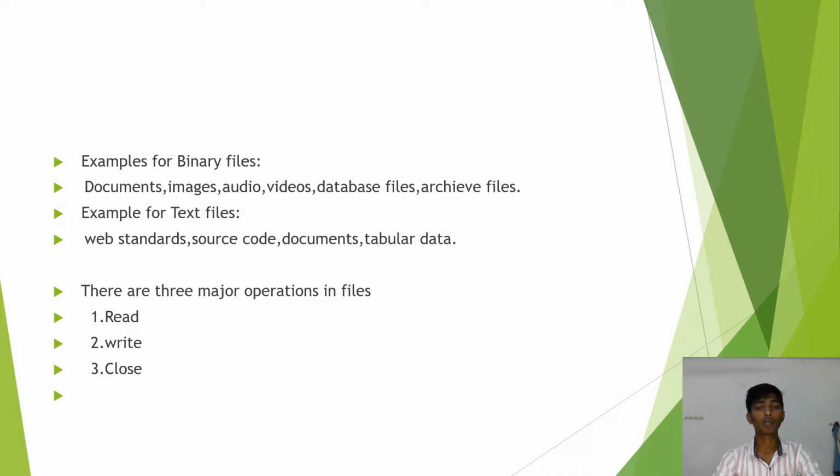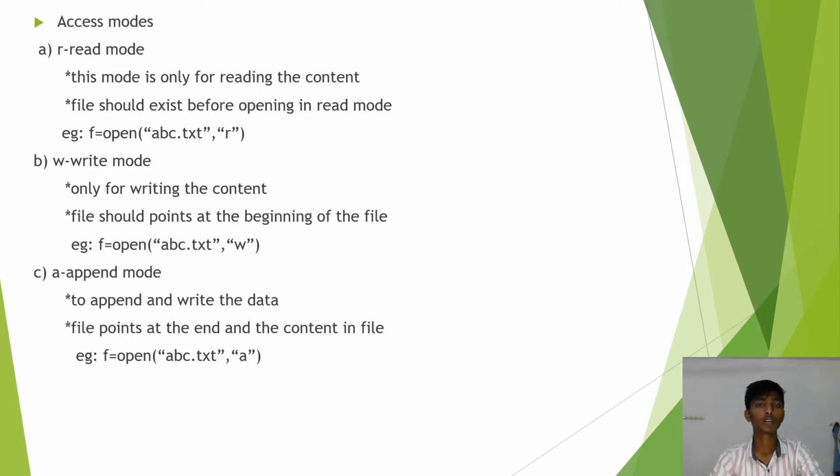Now we are discussing the major operations in files. There are three major operations in files, namely the first one read, the second one write, and the third one. Now we are discussing access modes. After completing the access modes, we will discuss the three major operations in files.